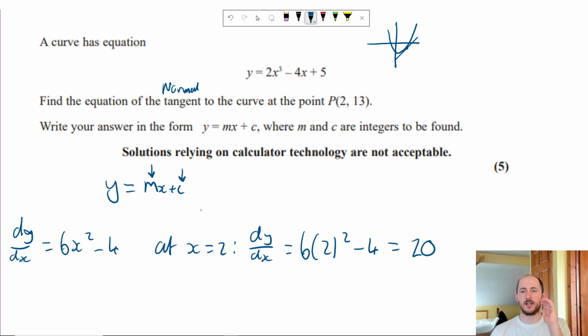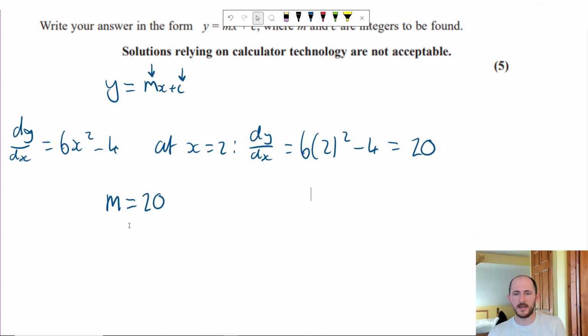That's it. So what's the difference between the tangent and the normal question? Well, this is the only difference. With a tangent, our m is going to be the exact same value as the dy by dx. With the normal, we would have to do the negative reciprocal. That's it. So if they give you a normal instead of a tangent, it's the same thing, the same process. You're just taking the negative reciprocal of the gradient, and that's it.